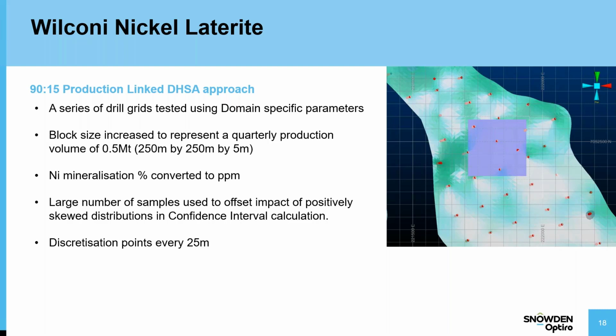In Supervisor, we needed to convert our percentage nickel mineralisation to ppm because we needed to see those significant figures when we looked at the kriging variance. And we also used a huge number of samples to offset the impact of skewed deposits. So the 90-15 approach assumes that you've got a normal distribution. So you can get some errors when you have skewed distributions of mineralisation. And so a huge number of samples, like 2,000 as your maximum number of samples, somewhat offsets that. And we had discretisation points every 25 metres.